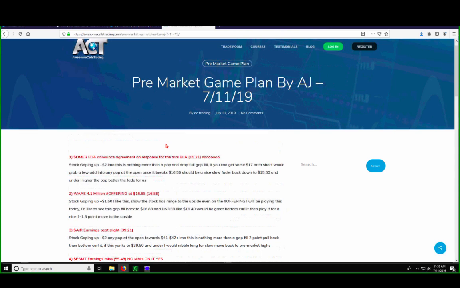Now, you're not being educated when a stock pops and you try to short it and it pops against you and you lose 20 grand. You're being educated how to lose money in the stock market. That's what you're being shown.